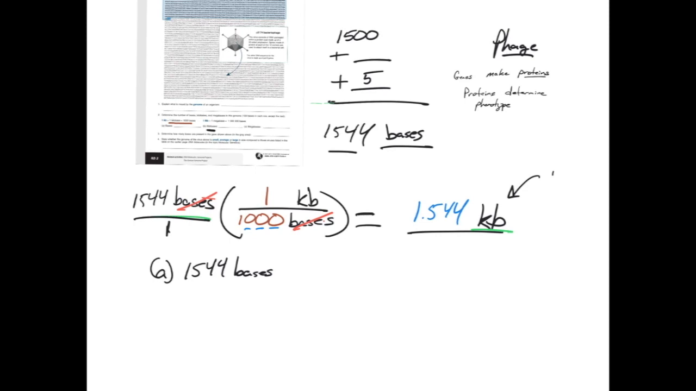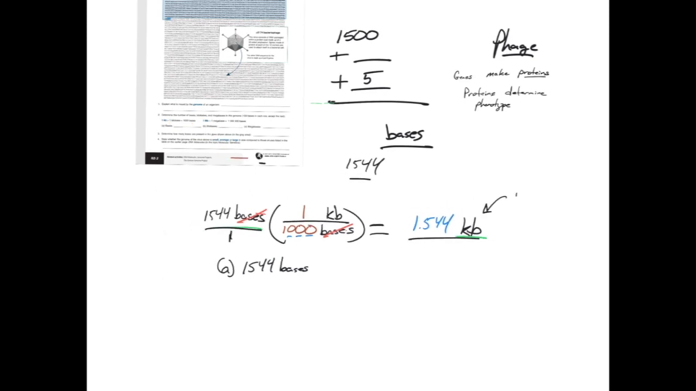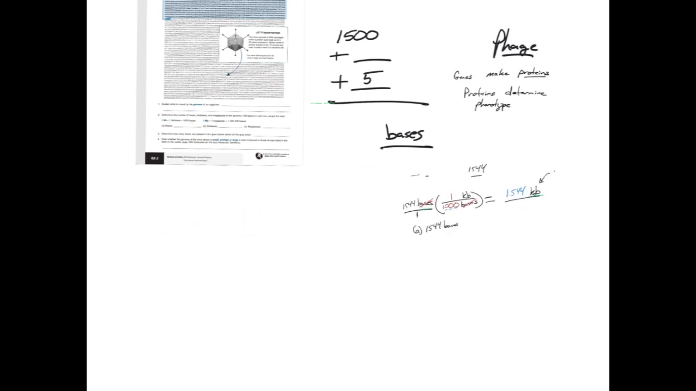If you're multiplying times 1,000, then you move the decimal in the opposite direction. That's the great thing about the metric system and about using base 10. You can just move decimals around without having to do any real thoughtful math. Not that I don't like doing thoughtful math, it just makes things faster. So that would be how you solve for kilobases.